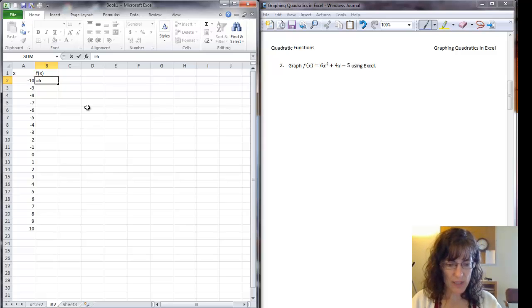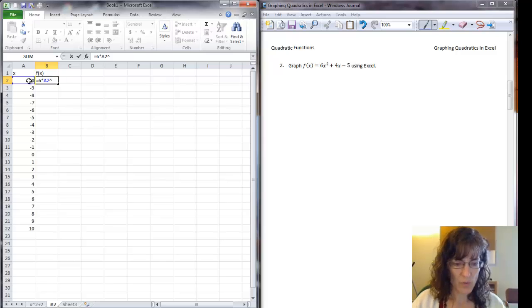And then I want to do 6 times, I have to put in the times, and then click on my x, which is that -10, and then square it. And then plus 4 times, and that's from this 4x. Now I want to multiply by that negative 10 one more time, and then finally minus 5. Now before we go too far, let's calculate that one out and see.